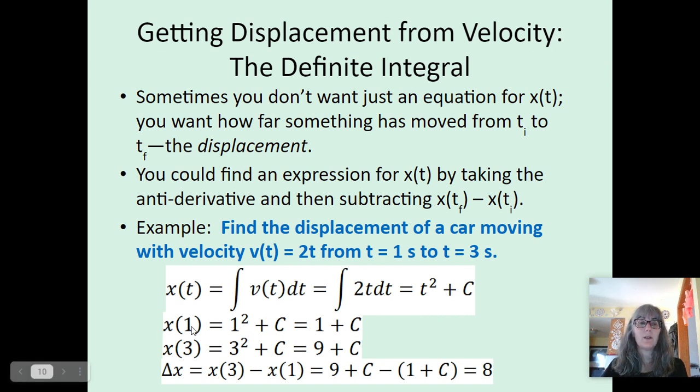So now if we figure out what x is at 1 second, plug it in, we get 1 plus c. If we figure it out at 3 seconds, that's 3 squared plus c, so 9 plus c. Then we can subtract the two of those to get the displacement. So we take 9 plus c minus 1 plus c equals 8, and the c's cancel out. So you don't have to worry about the c's anymore because they disappear.